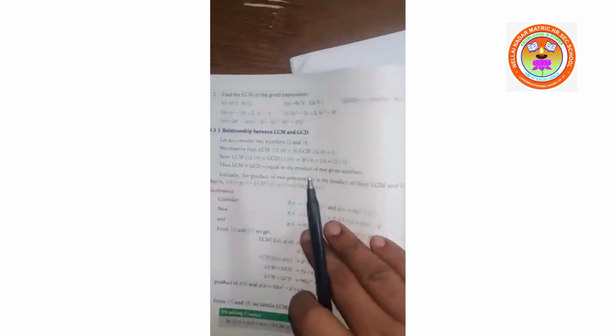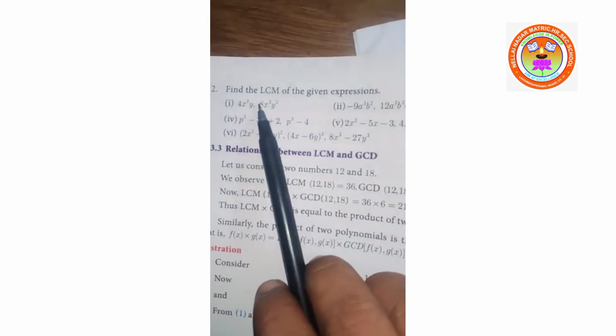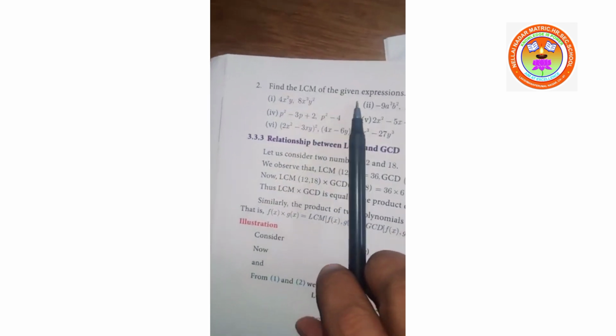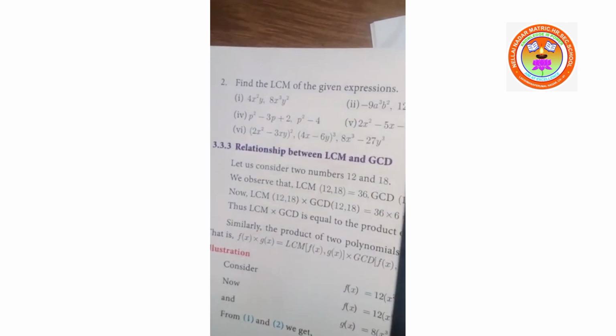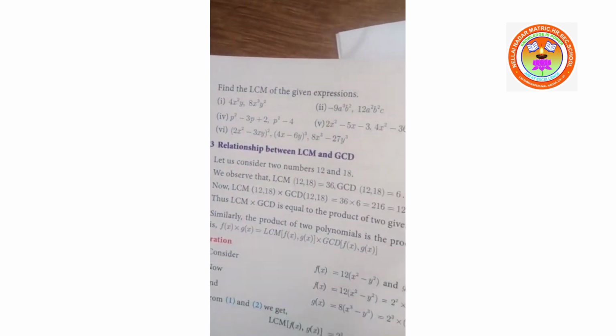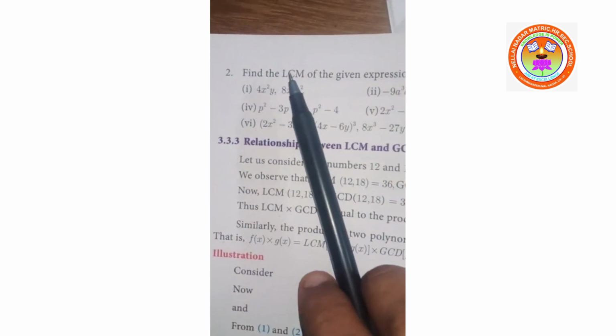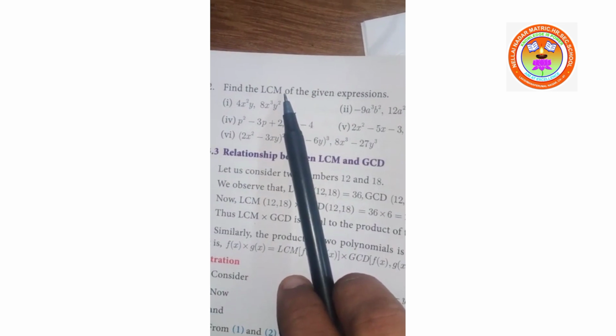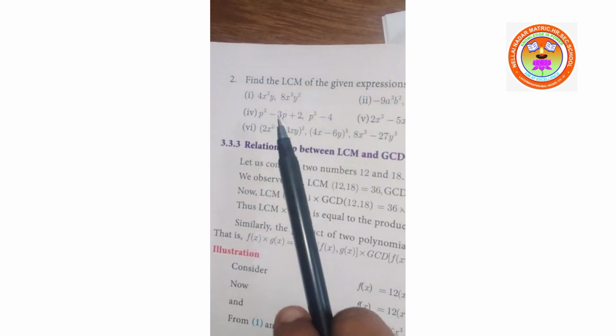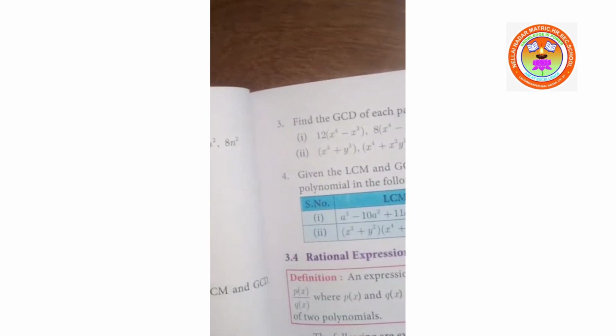Now, problem number 2. Find the LCM of the given expressions. Totally 6 subdivisions are there. Right? LCM means least common multiple. Before I get into this problem, you must be knowing some formulae.